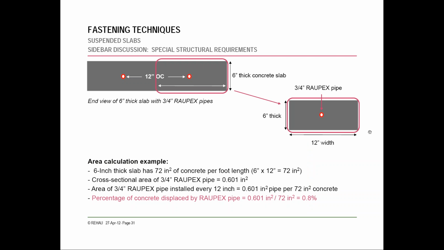And as I said, we're looking at a very small percentage of the concrete displaced. Here's a quick calculation that shows it at 0.8% for a 3/4 inch pipe, which you probably will not see any thicker unless you're doing a larger field area.